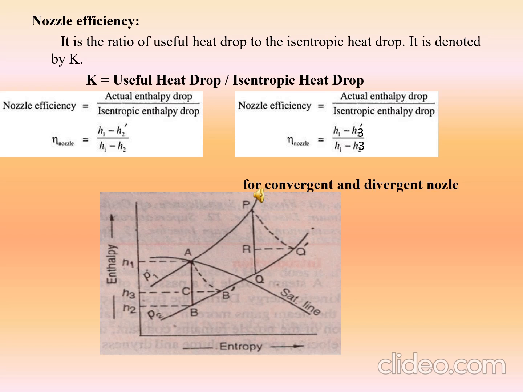So we can say that the heat drop is equal to H1 minus H2, as it is coming from P1 to P2. That means pressure decreases, that's why H2 is less and H1 is more. So we can say that the heat drop is our H1 minus H2, which is known as isentropic heat drop.